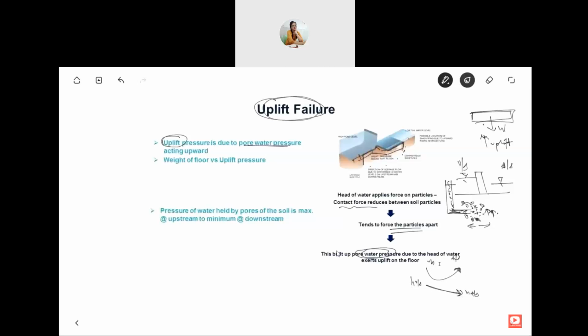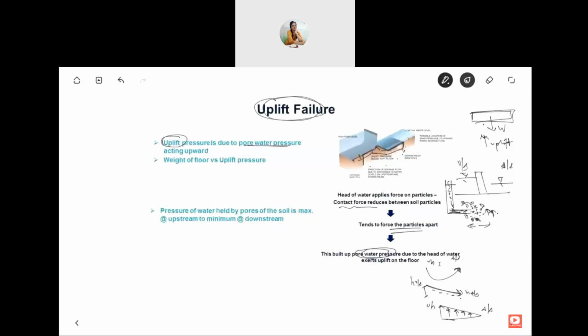So the pressure of water held by the pores is maximum and it keeps on decreasing. So uplift pressure will be maximum at the upstream. So if this is the uplift pressure, it can be drawn like this. The uplift pressure is maximum at the upstream, very minimum at the downstream, depending on the head of water.